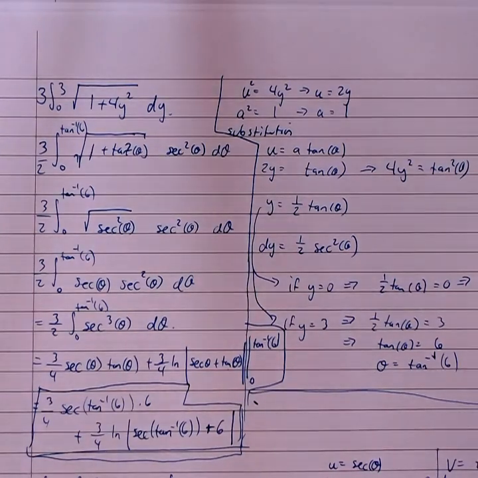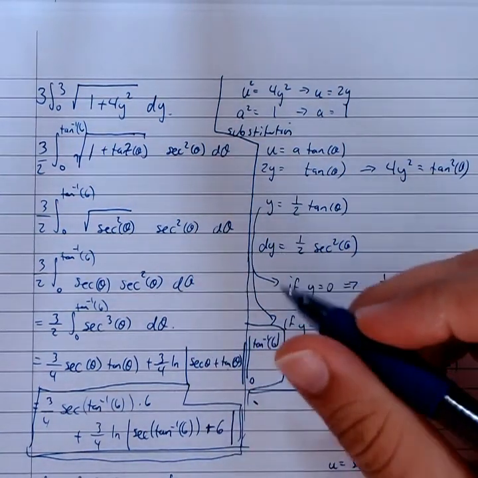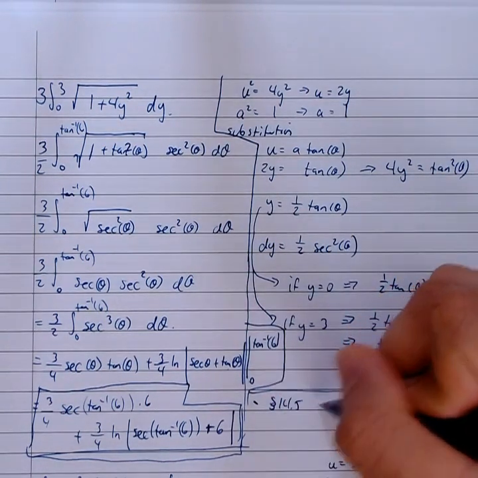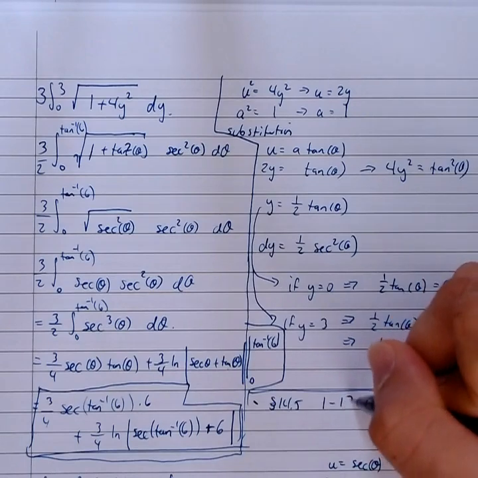As an assignment, you may wish to try section 14.5. Go ahead and do numbers 1 through 17 odd.